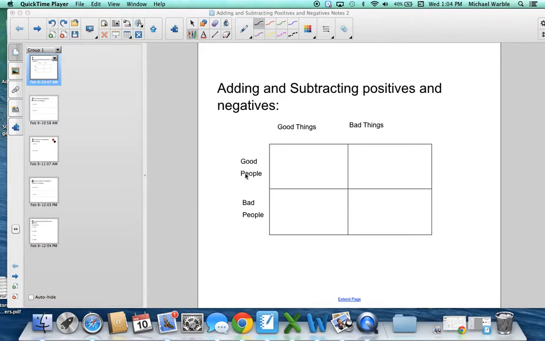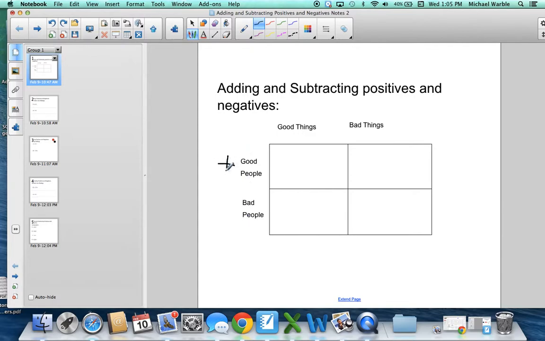All right, we're going to go over some examples and some notes on adding and subtracting with positives and negatives. I'm going to start with the same model that we used in class, with good people on the left and bad people on the left. Good people are signified by a plus. Bad people are signified by a minus. Same thing with on top. Good things are signified by a plus, and bad things are signified by a minus.